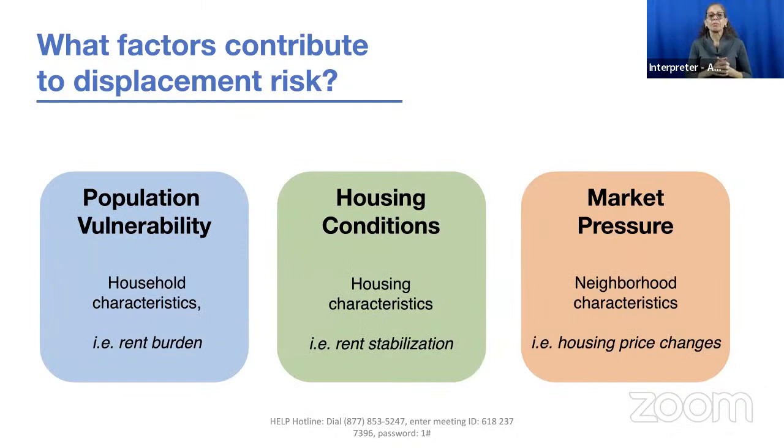As I mentioned, the Displacement Risk Index incorporates a number of risk factors. There are three major categories of factors that contribute to risk of displacement. Population vulnerability to displacement is one such category. These are characteristics of a household that make them more or less at risk of being forced to move, like how much of one's income they spend on rent. The second category of risk factors are housing conditions, or characteristics of the housing itself that contribute to housing instability, like whether or not your rent is stabilized. And market pressure, or neighborhood forces that can make it harder for a household to stay in their home. An example of this is increasing prices in the local housing market.